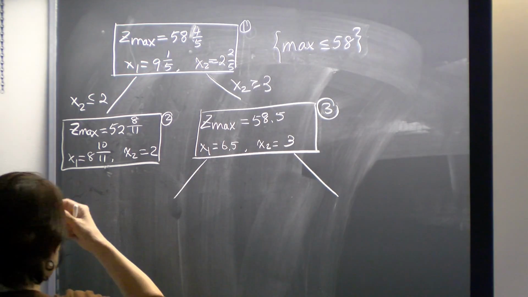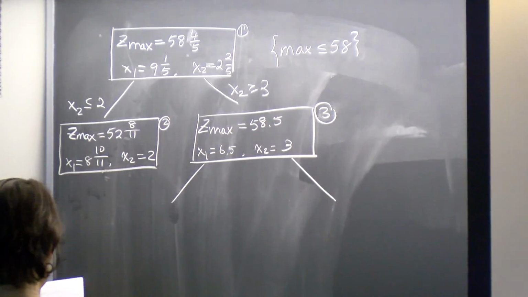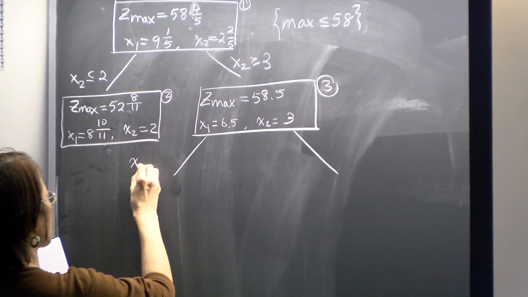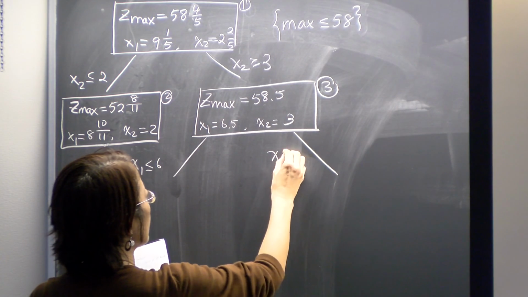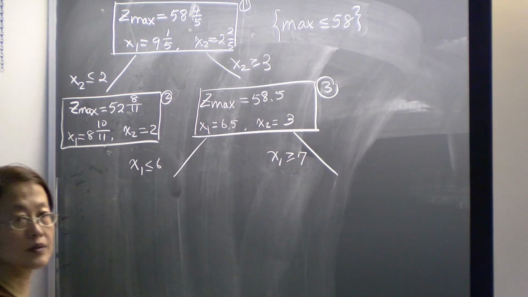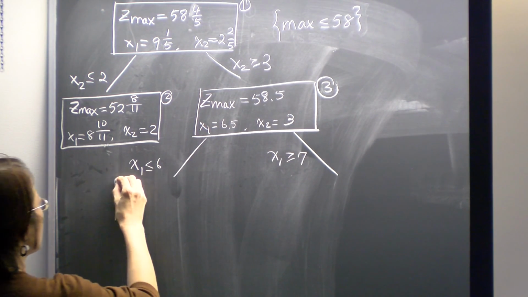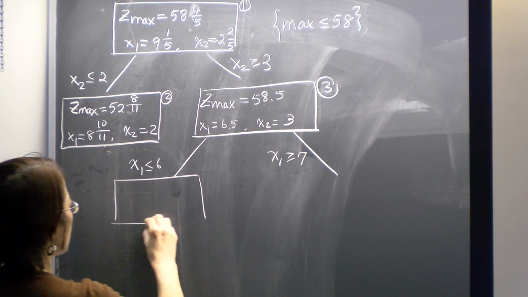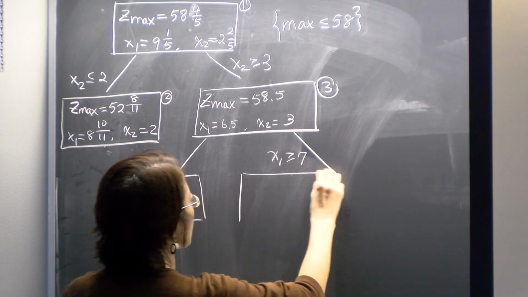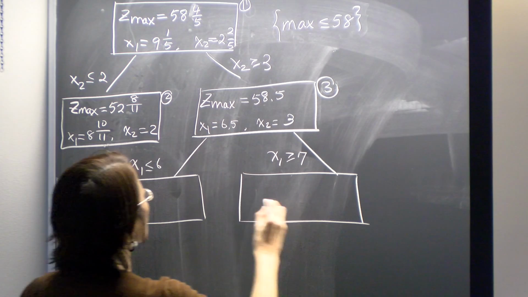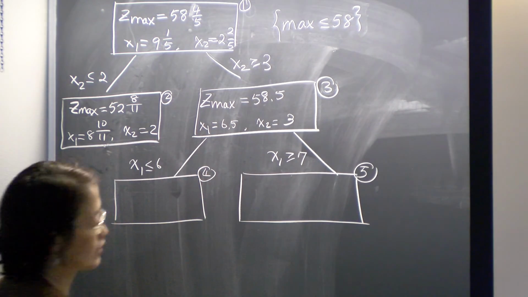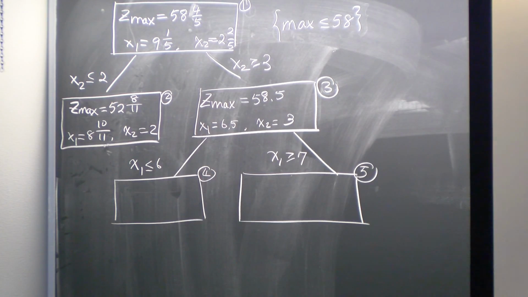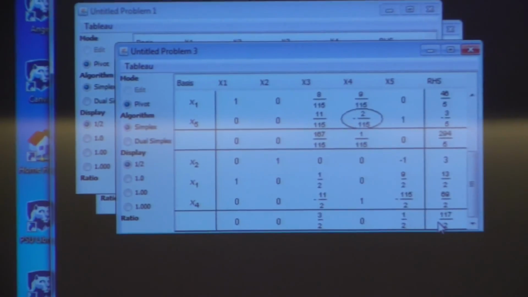So x1 is now my problem. So I do x1. It's between 6 and 7, so less than 6 and bigger than 7, right? So let me draw the blocks. 1 and 2. So that's table 4, and that's 5. Keep track. Keep track of which number, because you'll be so happy that you did that.